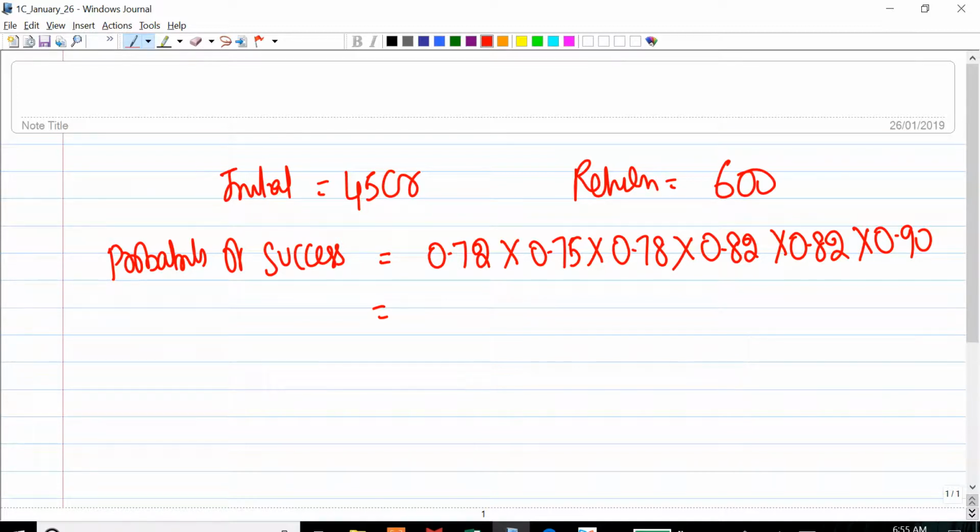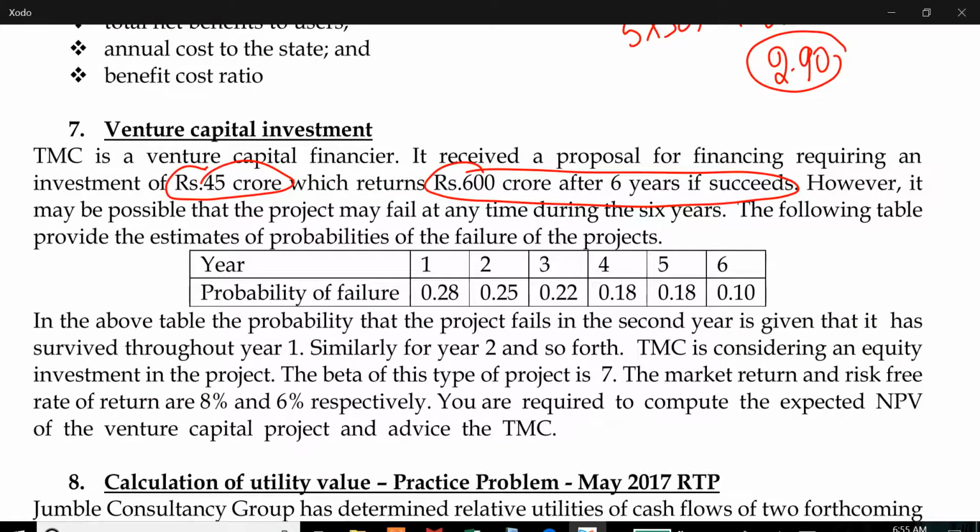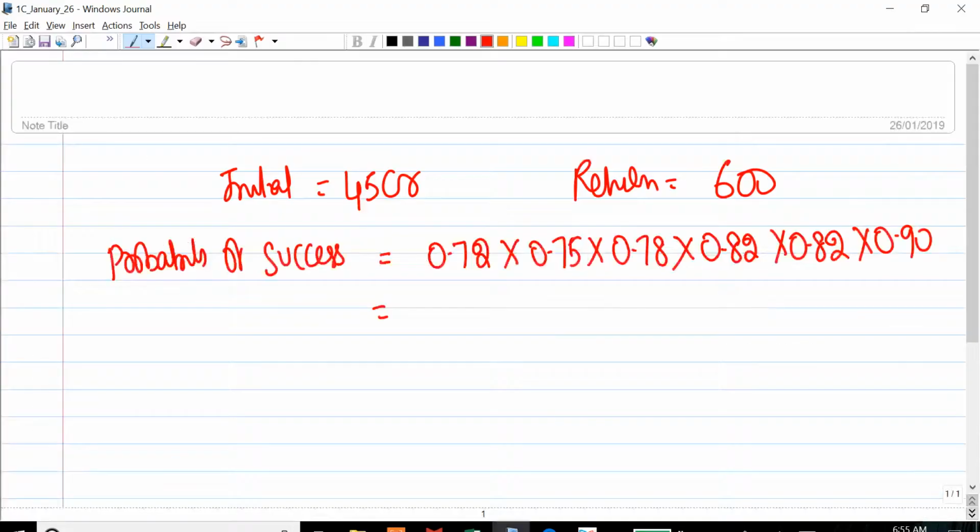Probability of success in year 1 into year 2 into lastly year 6 equals 0.72. Probability of success is 1 minus the probability of failure. So 0.72, 0.75, 0.78, 0.82, 0.82 and finally 0.90. Multiply this and give me whatever number of decimals you get. It's fine, give me those set of decimals itself.